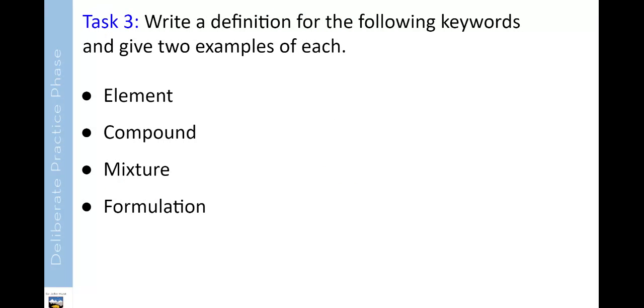So, task 3 on your student worksheet, I would like you to write a definition for the following keywords, and I would like you to try and give 2 examples of each: an element, a compound, a mixture, and a formulation. Now remember, a formulation is an example of a mixture, but the components have been carefully measured to make a useful product. Pause the video, go and complete this task, come back for your answers.